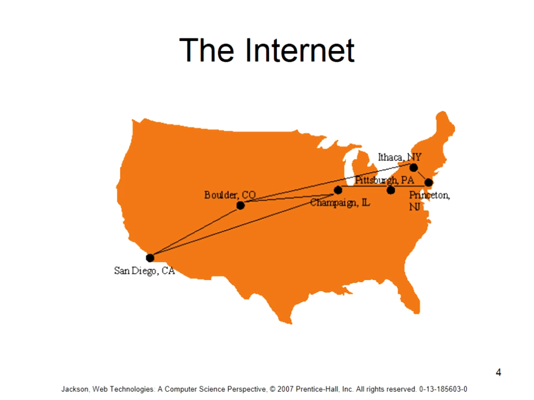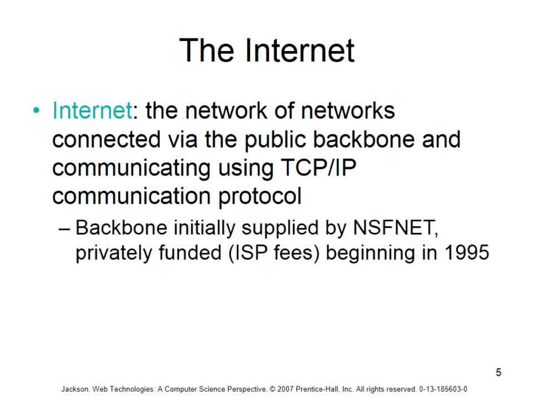And how can these networks communicate? Have you an idea? Using what? Yes, good. Protocol. So the protocols used to communicate are TCP/IP, and TCP/IP are two protocols. Okay? So the Internet is the network of networks connected via the public backbone and communicating using the TCP/IP communication protocol.